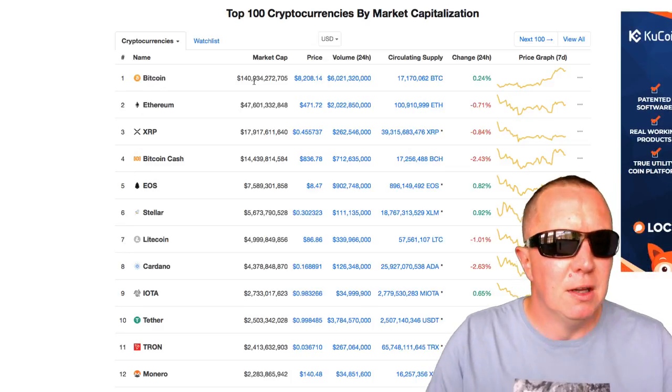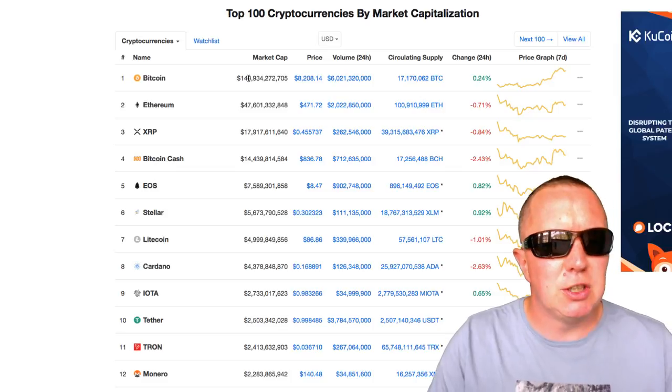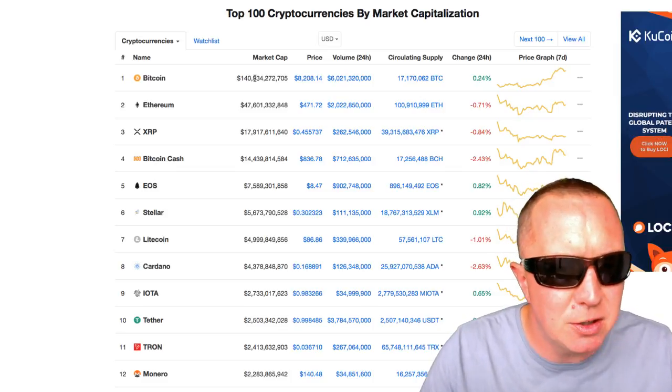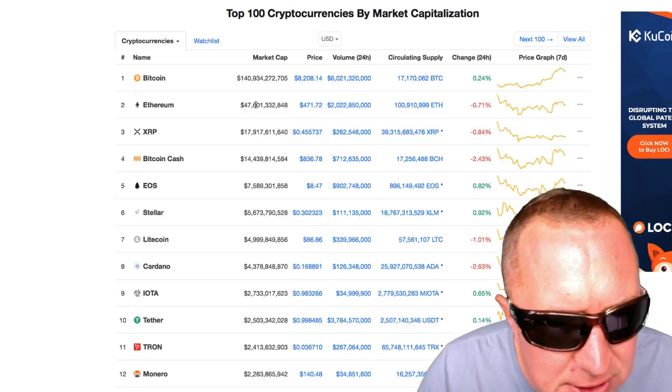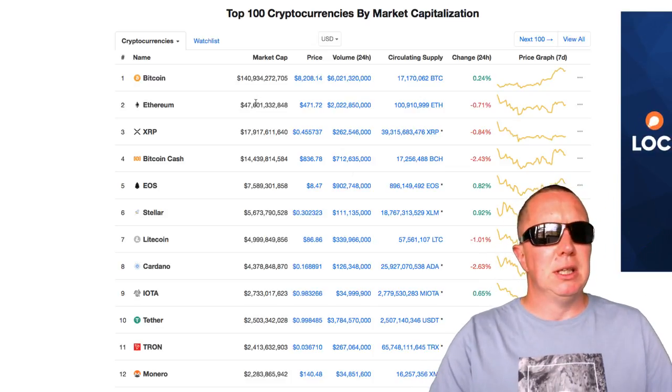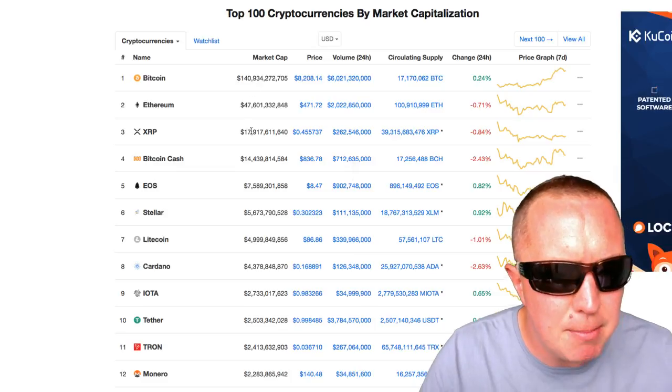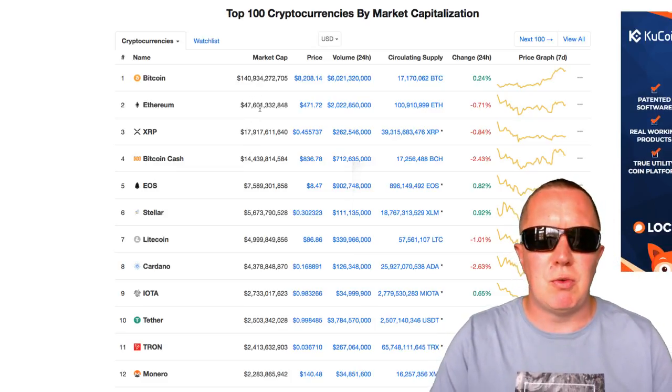Bitcoin's rated at number 1. The reason it's rated at number 1 is because it's got a $140.9 billion market cap. So number 2, you can see, has only got a $47.6 billion market cap. So why is there a difference in the market cap for these coins, and what's relevant?